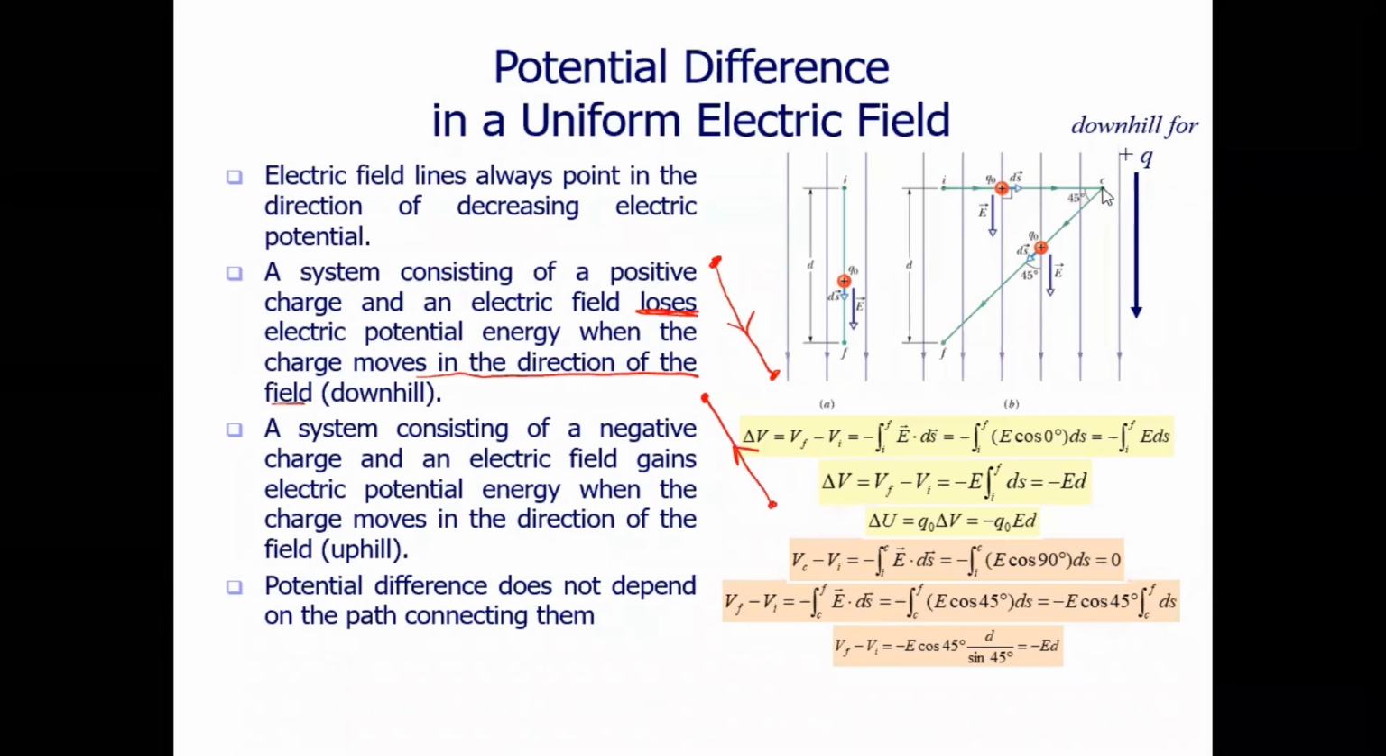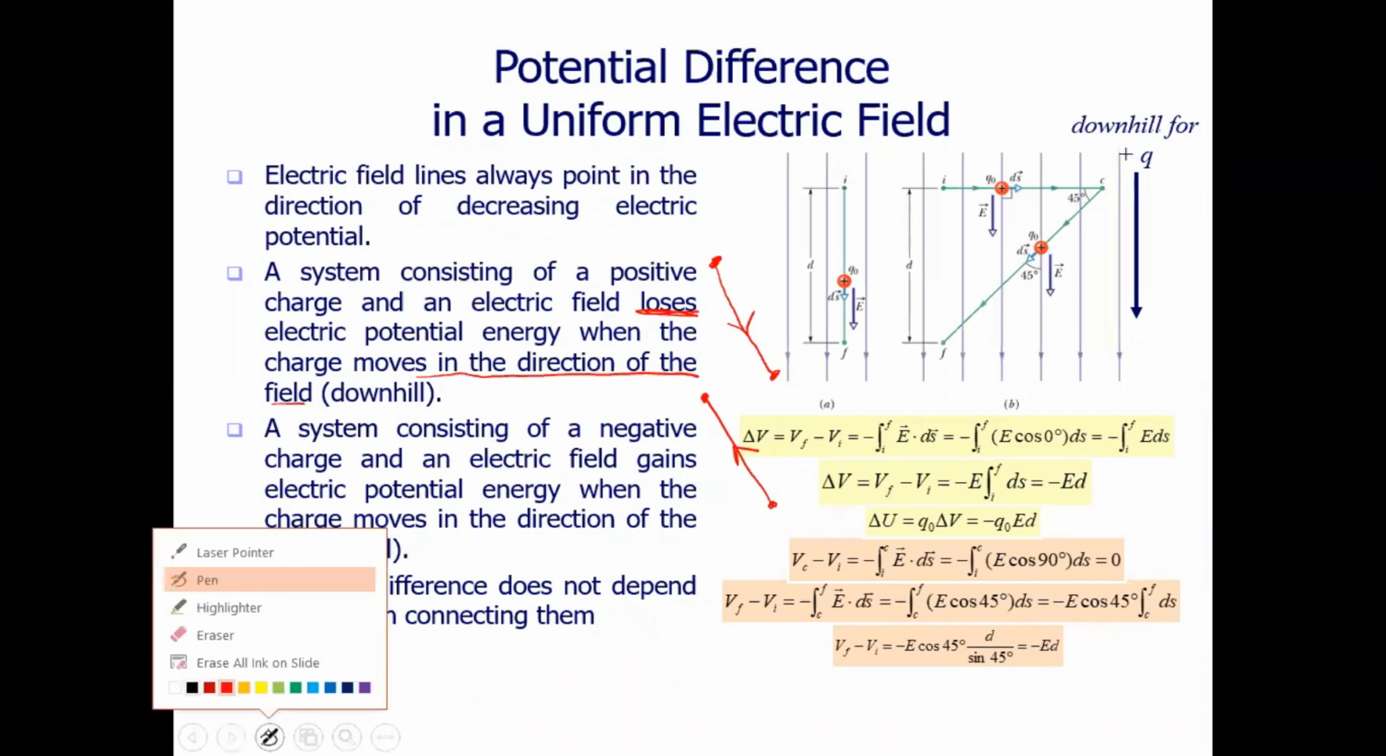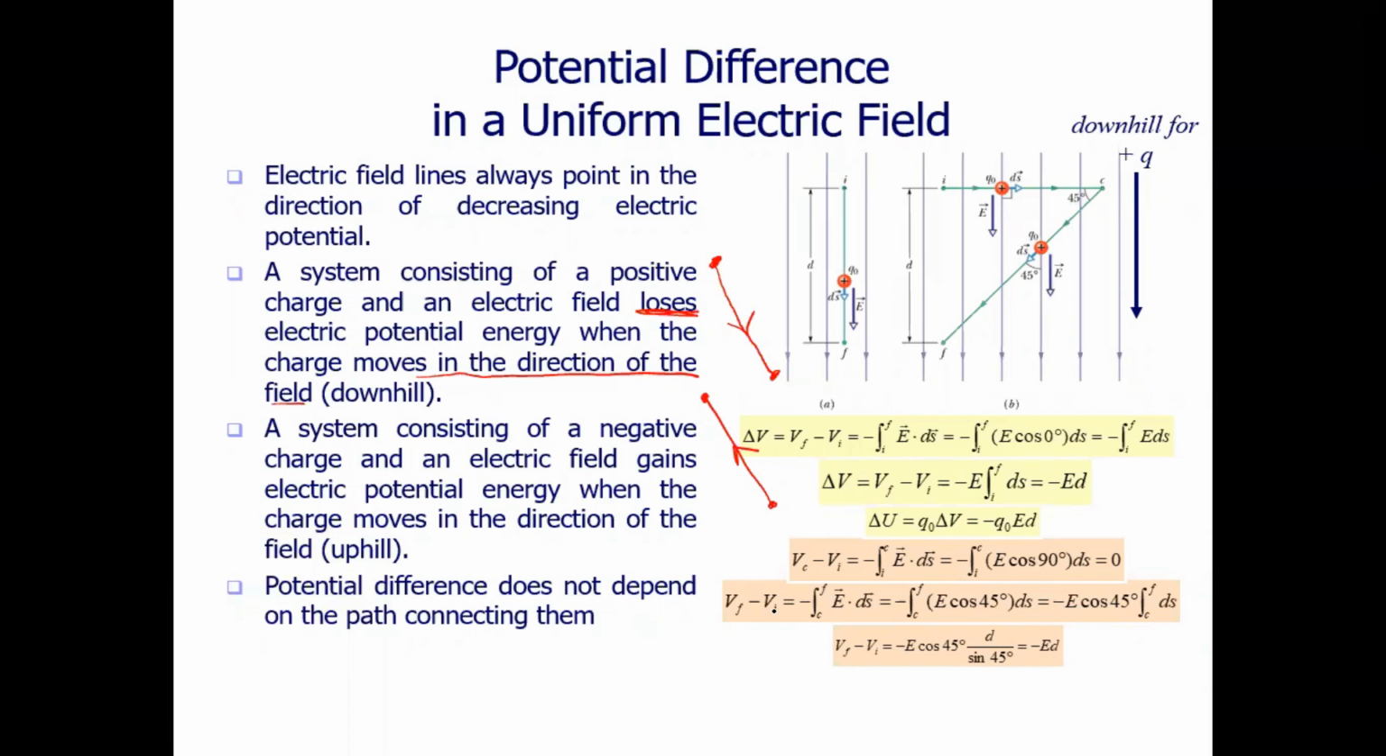Now let us consider this path from here to here. The final here is VF minus the initial. I think there is a typo here. The initial should be VC, so this here should be C.